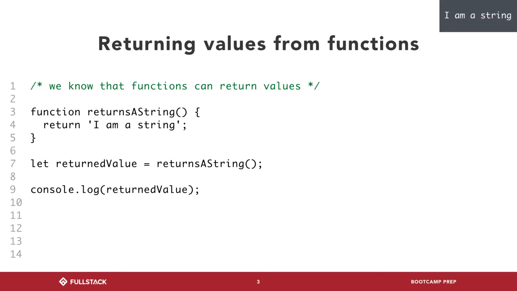So you're talking about the I am a string. Yeah, exactly. So right here on line 7, on the right hand side of the equal sign, returnsAString when invoked returns back I am a string, and we need to store that somewhere, because if we don't, then we'll basically lose access to that.